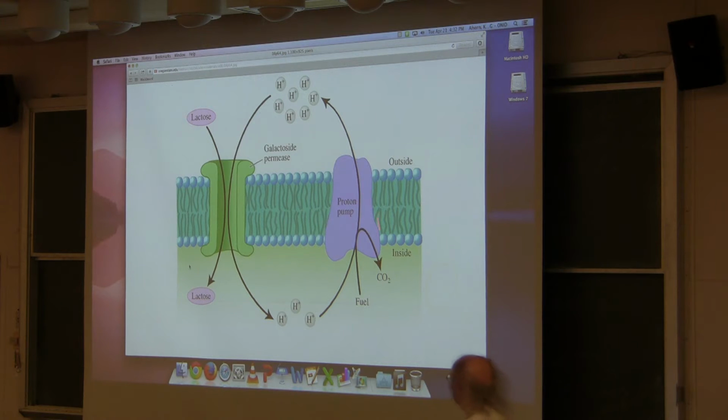Let's understand how this pump works, and then we'll understand the rest of this. A pump that responds to light does the following things. It's a protein. It's an integral membrane protein. And in the middle of this integral membrane protein, it has a single molecule of vitamin A.